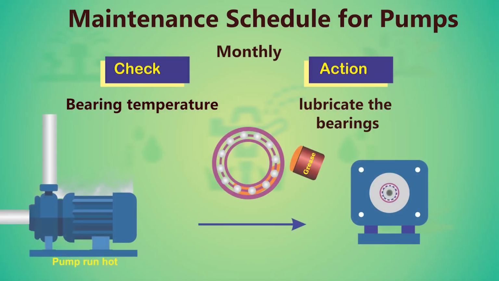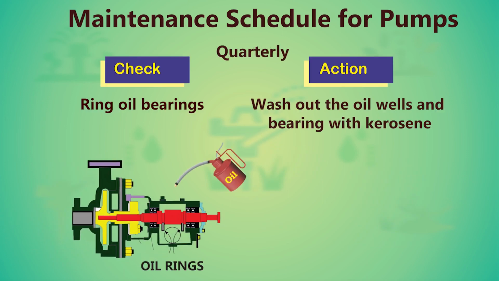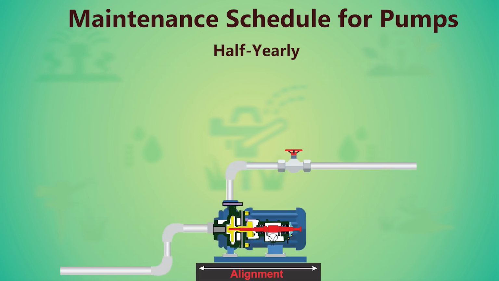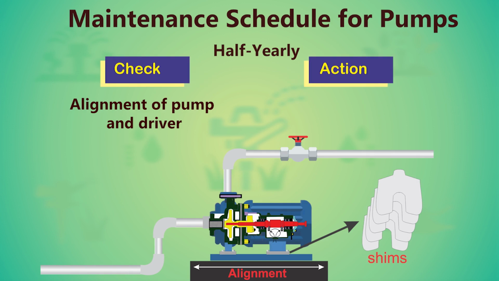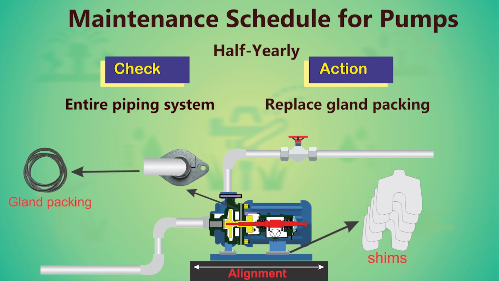Now let us see what the maintenance schedule for the pump is. Check the bearing temperature, as the bearing may run hot due to lack of lubrication or its excess. Quarterly you need to drain the lubricants in the ring oil bearings of the pump and wash out the oil wells and bearing with kerosene. Half yearly, check the alignment of the pump and driver and add shims if required. If misalignment occurs frequently, the entire piping system may have to be checked and necessary corrective actions taken. Replace gland packing if required.